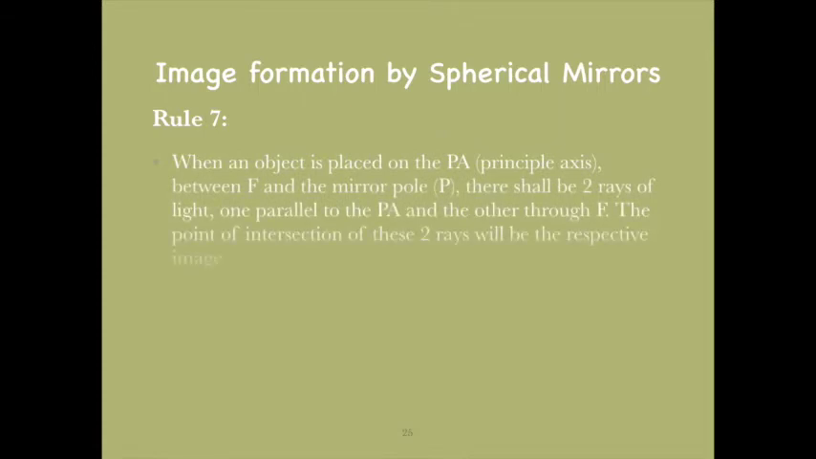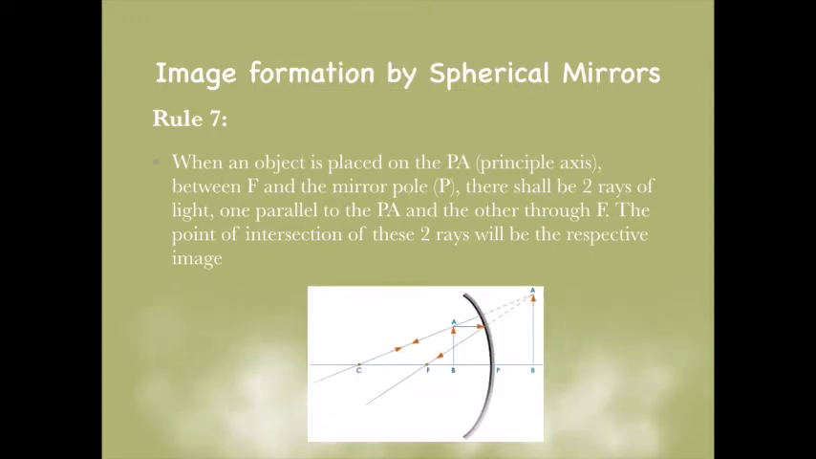So coming to the second last rule, which is rule number 7, it says that when an object is placed between the pole and the focal point, which is P and F, a virtual image is formed. That is, it is formed on the other side of the mirror. A virtual image is formed, not a real image. Please have a look at the diagram.